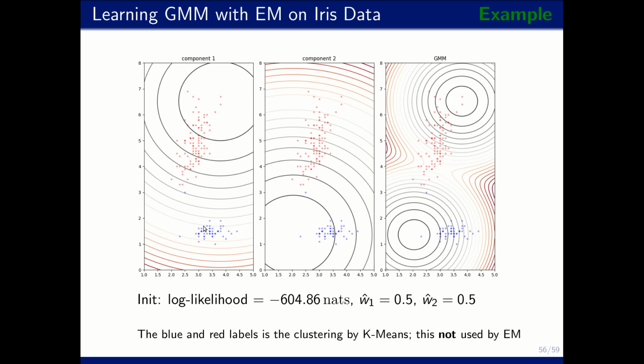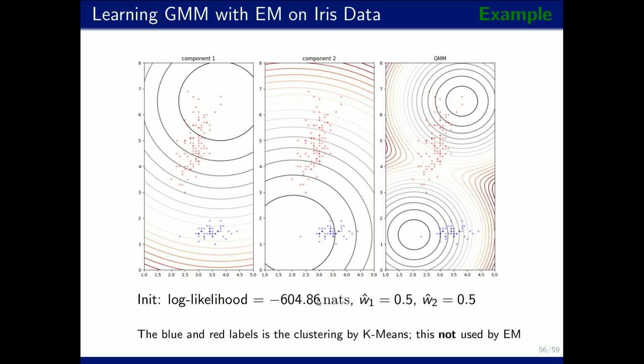So here, this is again the iris data, and here I've clustered it again with k-means, but this is not used by EM. It is just to visualize better, so we had these two clusters given by k-means, and here this is the initialization. The first component gets initialized somewhere up here, and it has this unit covariance matrix, and therefore we have these circles as contour lines. The other component is initialized somewhere down here, and this is actually the density of the mixture model.